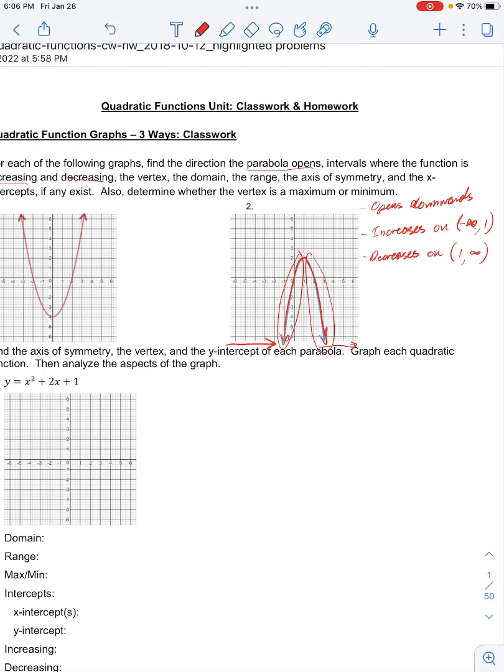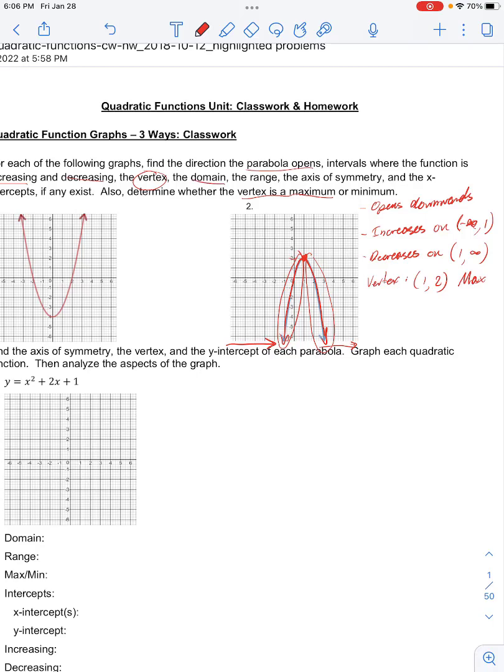Then we want the vertex. So vertex at this point right here. So that was 1, and the y value for that is 2. And this vertex is a maximum because there is no y value that is greater than this vertex. So that is a max.